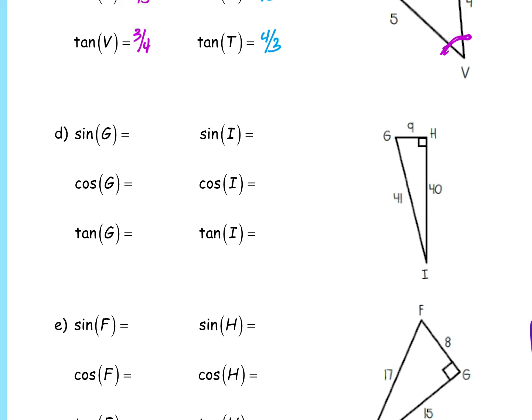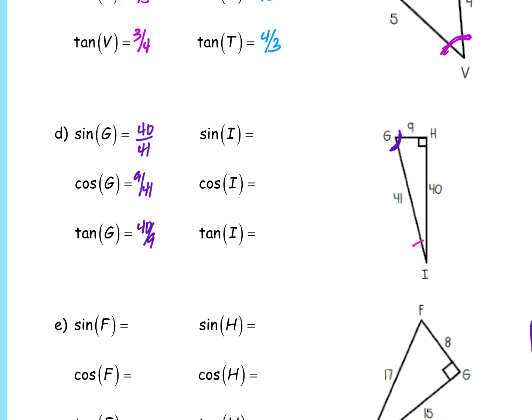That's the fourth one that we needed to do. So angle G is this one right here. I'm going to write it small because it's teeny. Sine is 40 over 41. Cosine is 9 over 41. I don't think any of those simplify. And then tangent is 40 over 9.